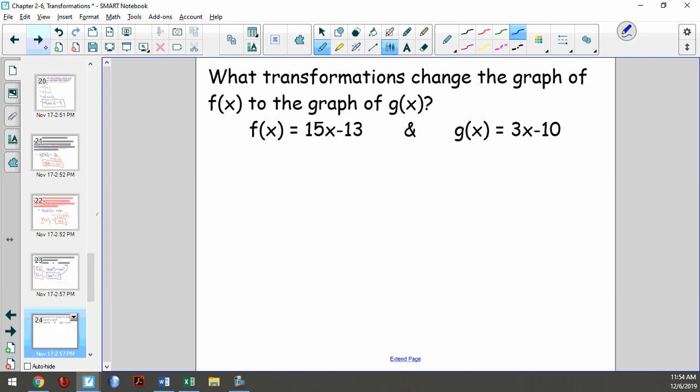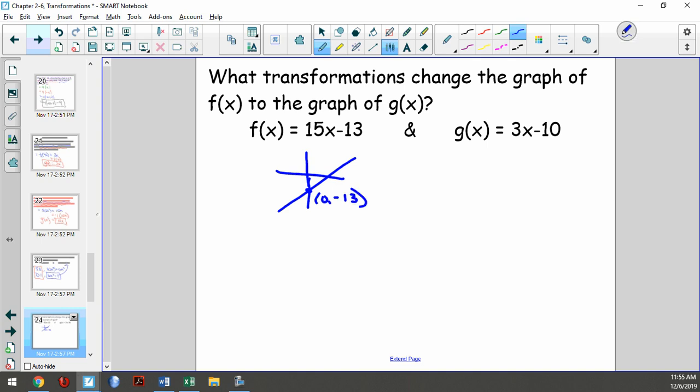What transformations change the graph of f of x to the graph of g of x? Now, this is linear. What does linear mean? mx plus b. It's a line, right? A line has a slope and it has a b value, right? I love that. Okay, so I have f of x equals 15x minus 13. What this means is it's a positive slope line intersecting all the way down here at negative 13.